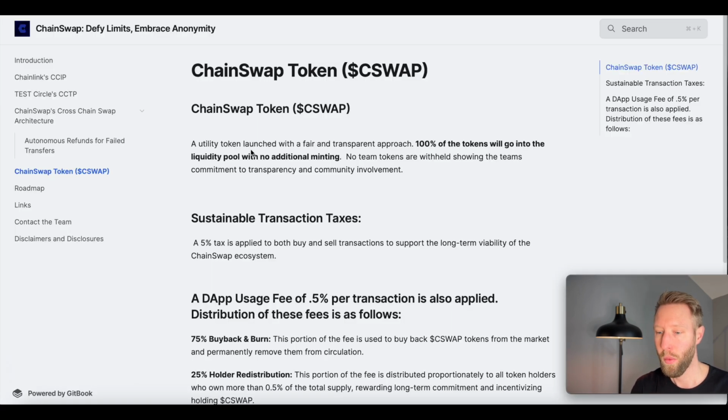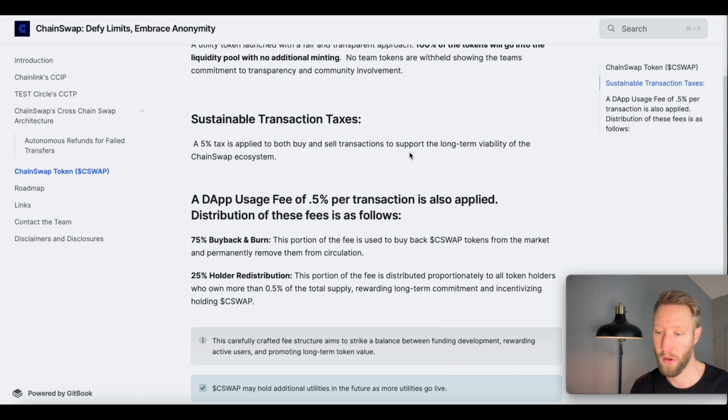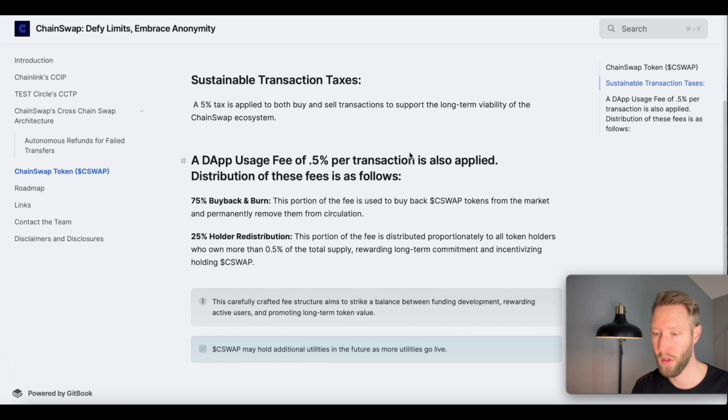tokenomics here, we can see this is a utility token that was launched with a fair and transparent approach. 100% of the tokens will go into the liquidity pool with no additional minting. So no team tokens are withheld, showing the team's commitment to transparency and community involvement. And so that's very good to see. 100% of the tokens will be out there.